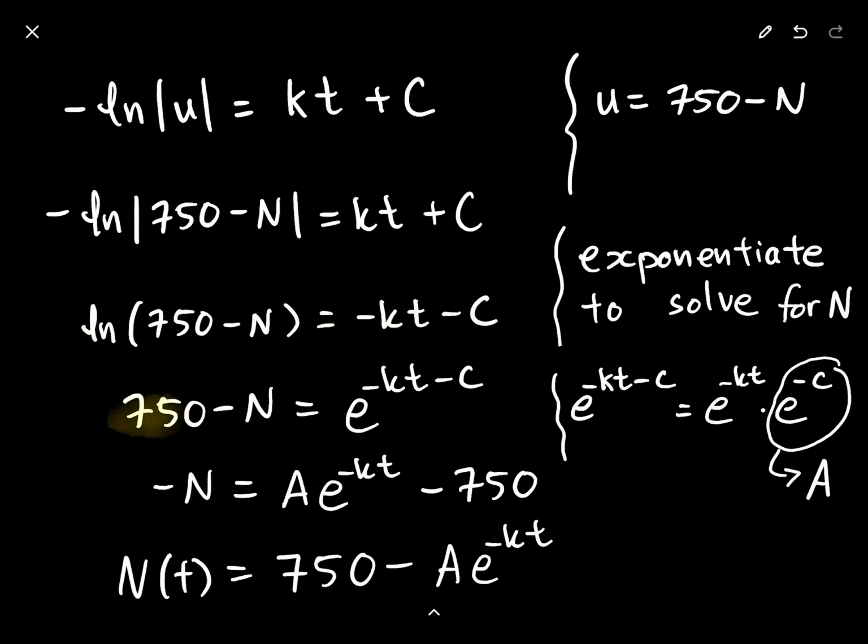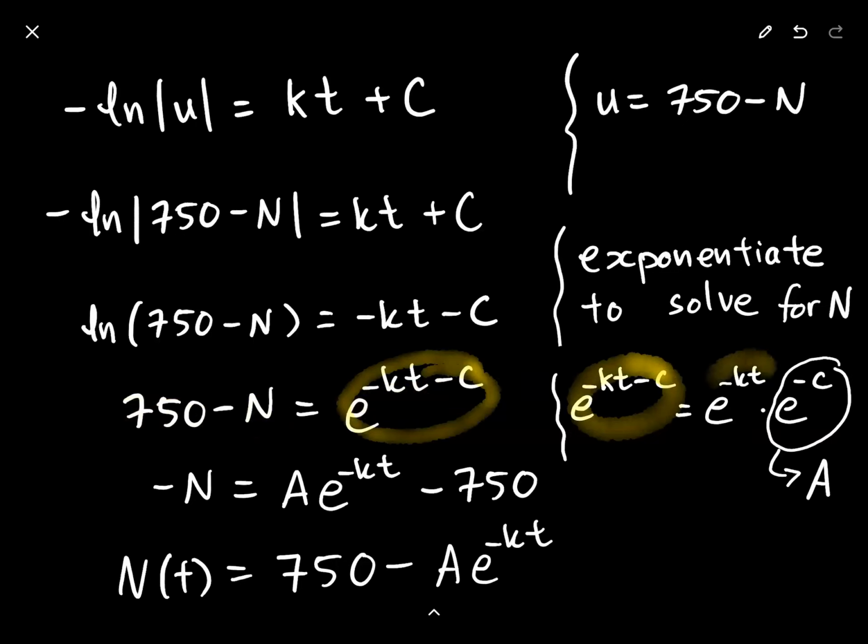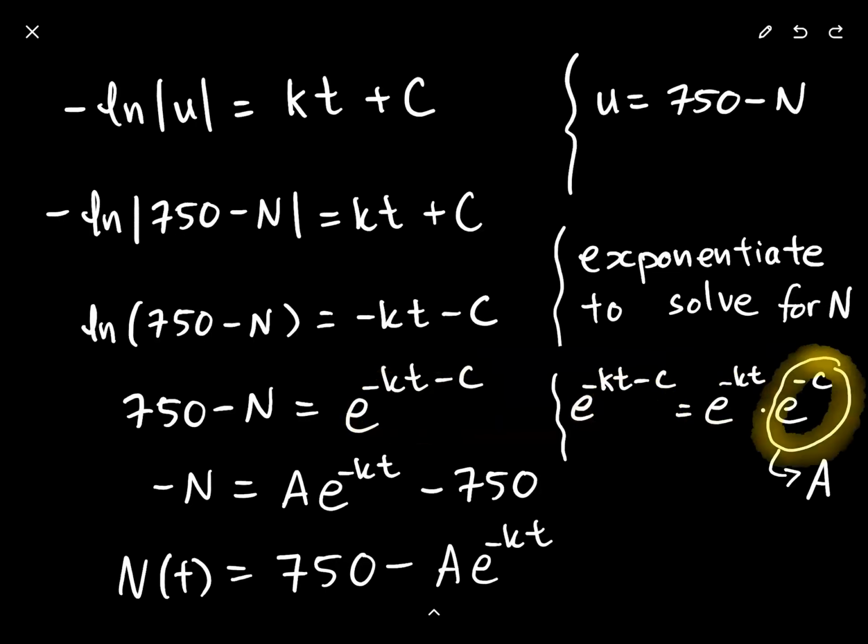We can solve this logarithmic equation for n by exponentiating both sides to base e. So on the left we just have 750 minus n, and on the right we have e to the minus kt minus c. Using the exponent laws, e to the minus kt minus c can also be written as e to the minus kt times e to the minus c. So here we'll rewrite e to the minus c as constant a. 750 we'll bring to the right side by subtracting, and we'll multiply by a negative to isolate n of t. So the population function is 750 minus a e to the minus kt.